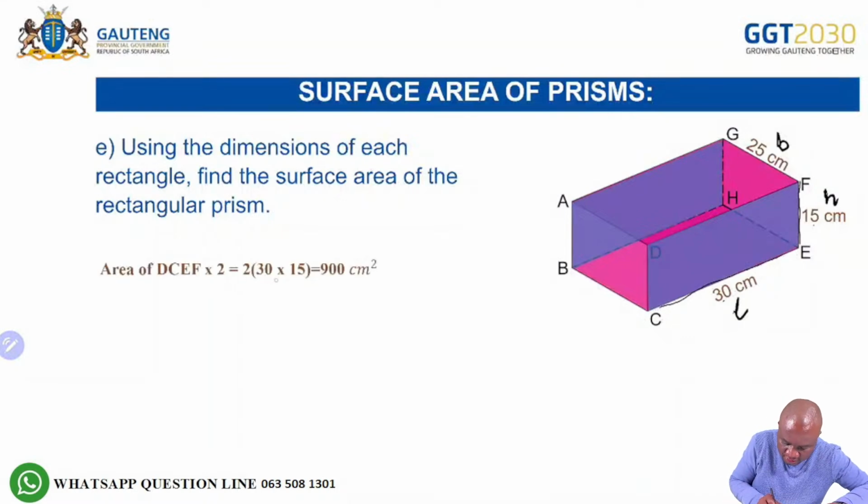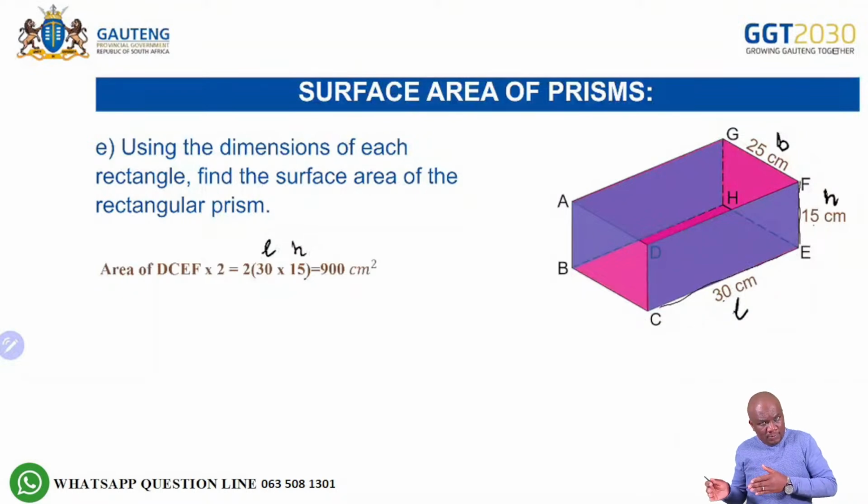2 times 30 times 15. 30 is the length and 15 is the height in this case. Okay? Remember, from length times breadth. All right, because if you're concentrating on the rectangle, this will actually be the breadth of the rectangle. 15 is going to be the breadth of the rectangle, but the height of the prism. Okay, so don't confuse those two. It will be the height of the prism, which is the breadth of the rectangle, DCEF.